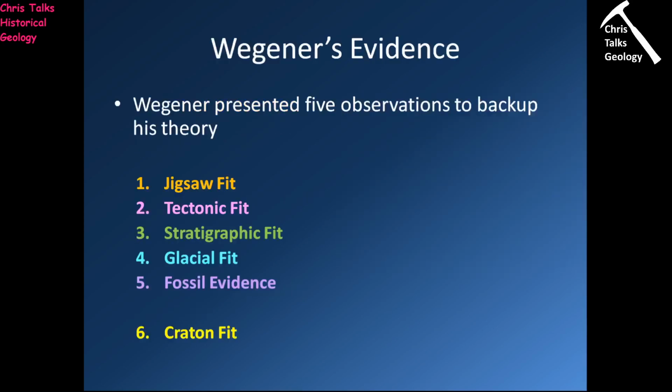So the evidence that Wegener used was the jigsaw fit, the tectonic fit, the stratigraphic fit, the glacial fit, and fossil evidence. There's also a sixth one there, which is called the Cratonic Fit. Now that's a more recent one, and it wasn't used by Wegener, but it does also help to back up the idea of plate tectonics.